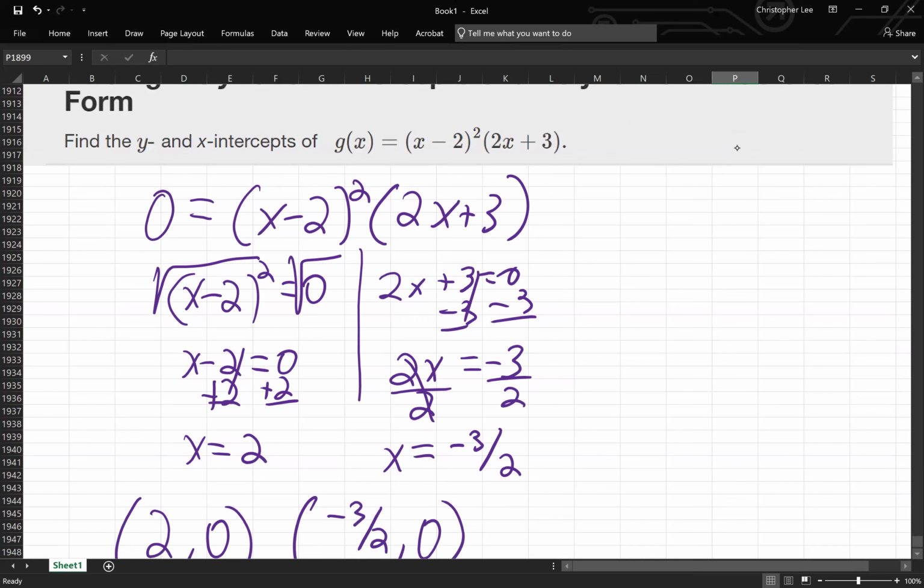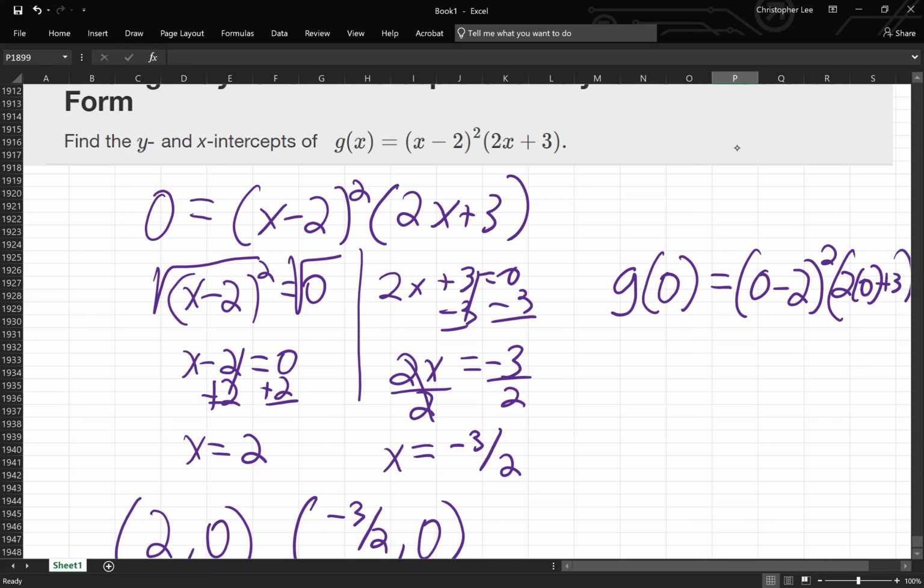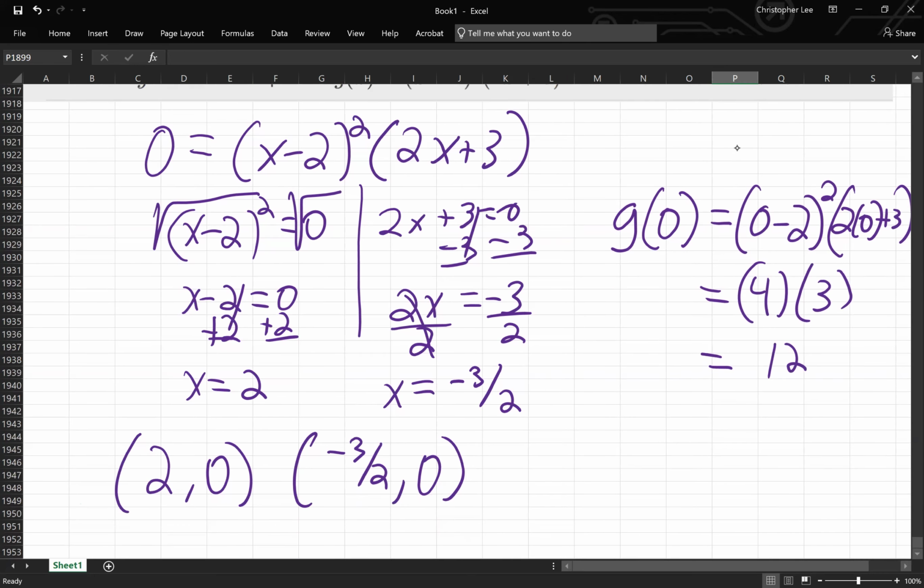What about my y-intercept? How do I do that again? I forgot. Right? Make x 0, so g of 0. So this is 0 minus 2 squared times 2 times 0 plus 3, right? So what's that, like -2 squared? What's that, like 4 times 3? What's 4 times 3? I don't know my timetables. 12. Appreciate that. What's the point though? Very good.